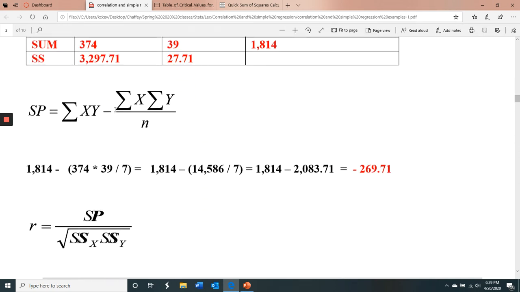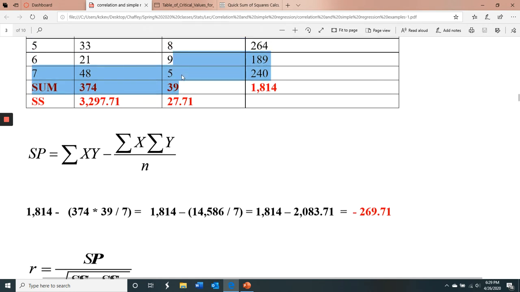So SP is the sum of XY, 1,814 from here, minus the sum of X, 374, right here, times the sum of Y, 39, divided by 7, the N here.